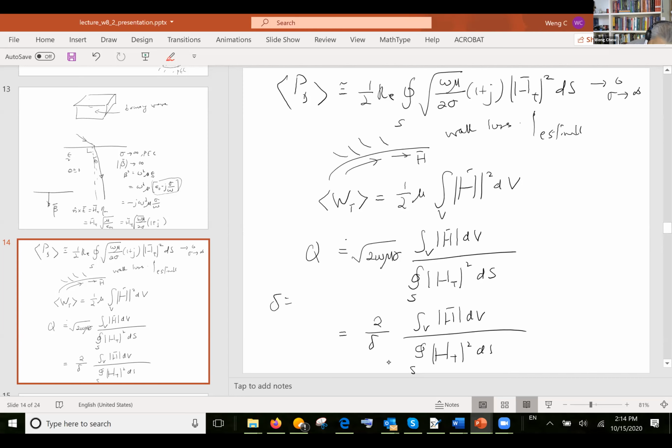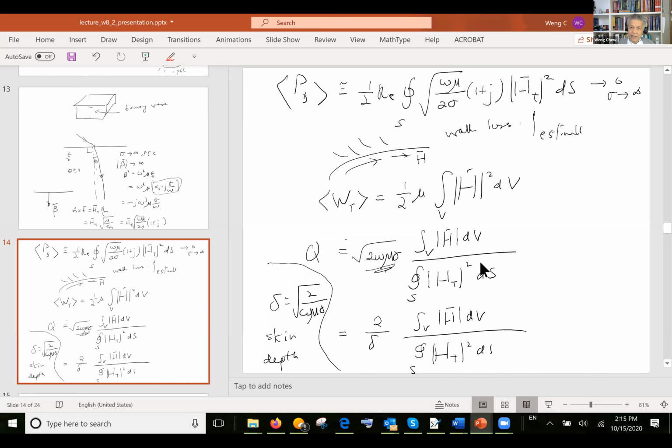And delta is a skin depth that we have learned before. When you have a metallic surface or metallic medium, the field can only propagate exponentially inside the medium, and it decays in a distance called the skin depth. And you can identify that this is somewhat related to the skin depth and write the right-hand side as such. So any questions so far? So this is how you would find the Q of a cavity if you know the electromagnetic field inside, as you know the tangential magnetic field on the wall.